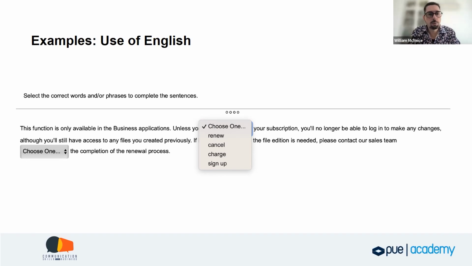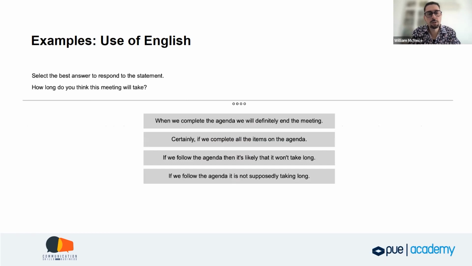And then the last type of question we have in the use of English section, this is a short conversation. Here we have 1 person saying, how long do you think this meeting will take? And we have the next person responding. And this is complicated because if we look at the answers here, when we complete the agenda, we will definitely end the meeting. Well, that's correct English, but that's not the answer to this question. That's the answer to a different question. The same with the second one. Certainly, if we complete all the items on the agenda, that's an answer to a yes/no question. That's not this one. So in this case, it's important to understand the context of the conversation.